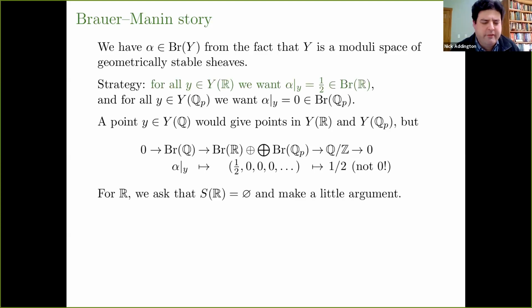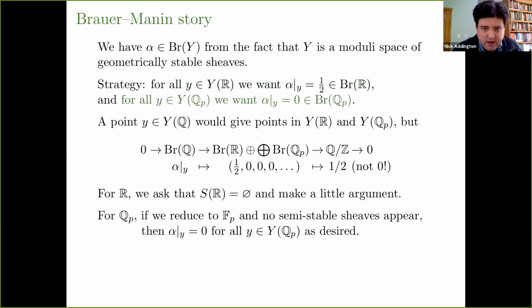Okay, so we said that for every real point, we want the Brauer class to be non-trivial. And there are real points, we can't get away from them. And it turns out you just have to ask for S to have no real points itself. You want the sextic to be negative everywhere, and then you make a little argument. Now here's the really fun one.